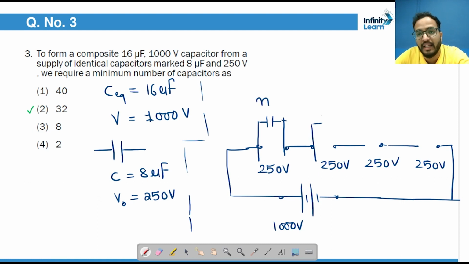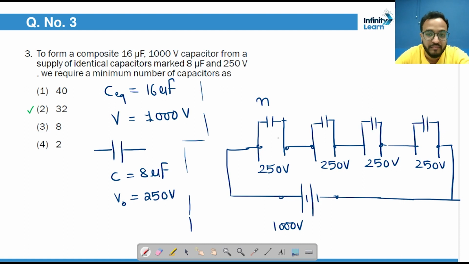Here also we will put n. Here also we will put n symmetrically. Here also we will put n in parallel, right? So suppose this capacitance is C. So what is the capacitance here between these two terminals? You will say that overall NC is here, right?